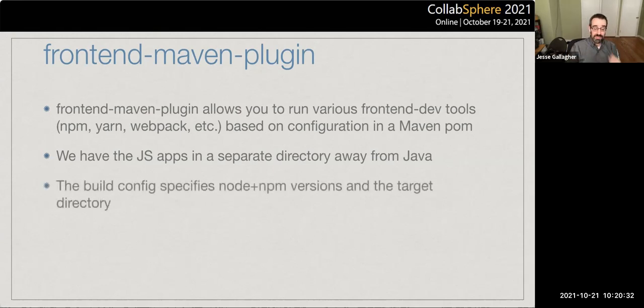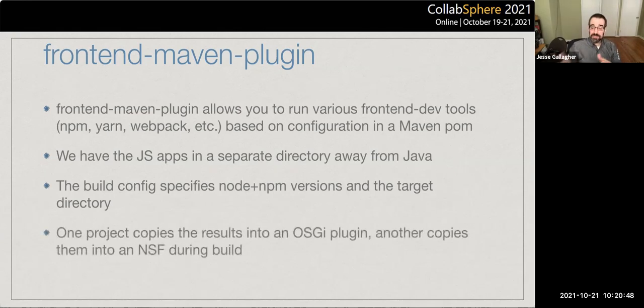The build config specifies node and NPM versions and the target directory. So what it says is we're going to build this using node version, whatever, NPM version, whatever, and our workspace, effectively like the project we're building, is go a couple layers up and then work with this one. So one project copies the results into an OSGI plugin, another copies them into an NSF during the build. The process is basically the same though.